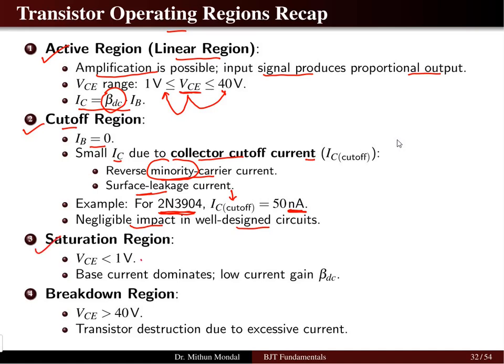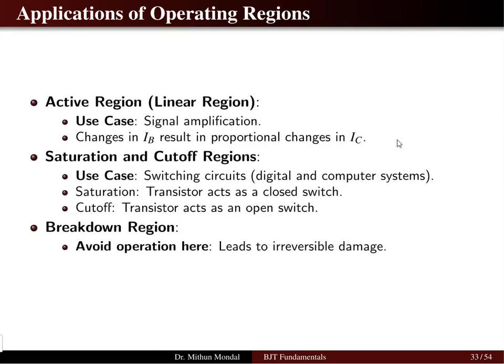The saturation region is where you have the collector-emitter voltage less than 1 volt, base current is dominating and you get low current gain. The breakdown region is where the potential is greater than the higher limit of 40 volt and the transistor will be destroyed due to excessive current.